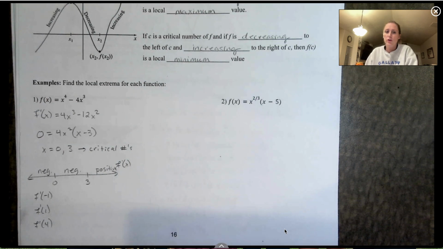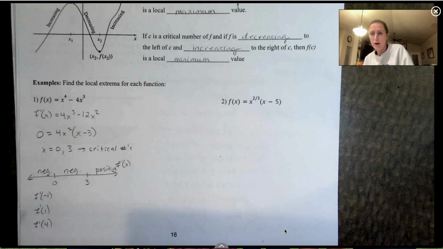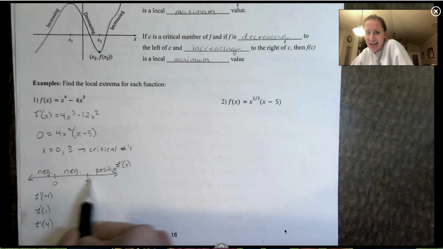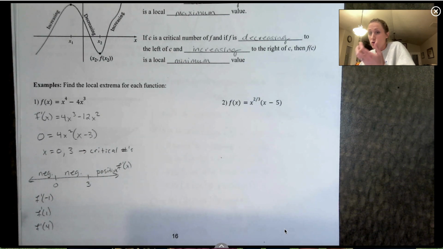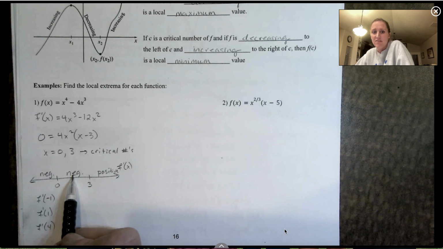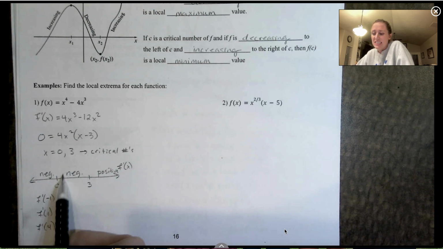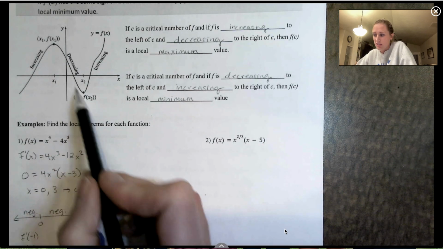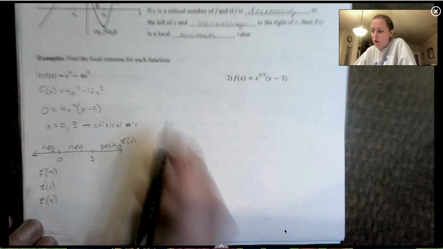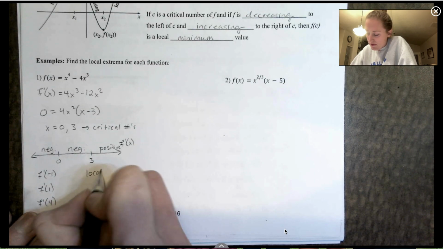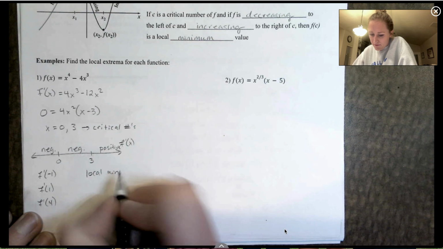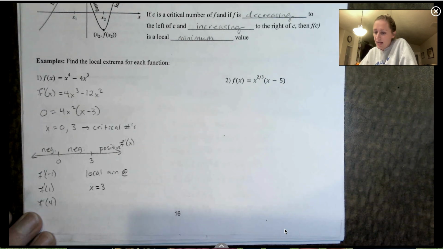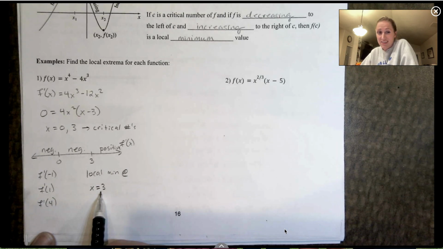Remember, we are looking for when it switches from negative to positive or vice versa. So it's staying negative, and then here it switches. It switches at 3. So that means 3 is either a local min or a local max. How I decide is it goes from negative to positive. So remember, this is decreasing and increasing. When it switches from decreasing to increasing, that's a local minimum. So we would say we have a local min at x equals 3.